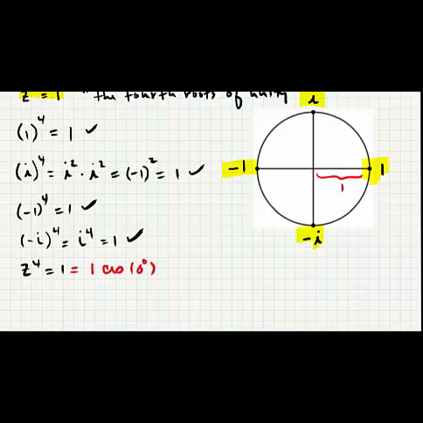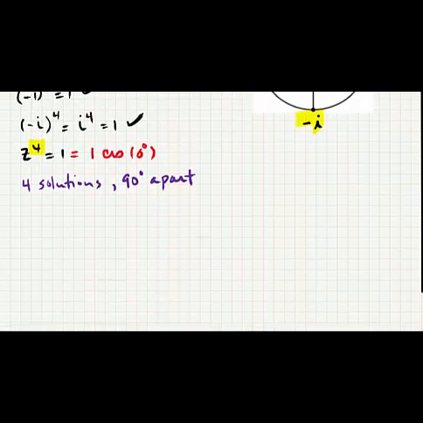And now there are 4 solutions. Whatever this exponent is, that's going to tell us how many solutions we have. So what I want to do here is just note that there are going to be 4 solutions, and they're always going to be evenly spaced. So if we have 4 solutions, we know that they're going to be 90 degrees apart. And I got that by taking 360 and dividing by 4. So if it was z to the 6 equals 1, we'd have 6 solutions 60 degrees apart. So pretty nice geometry there. That's a simple thing to do.